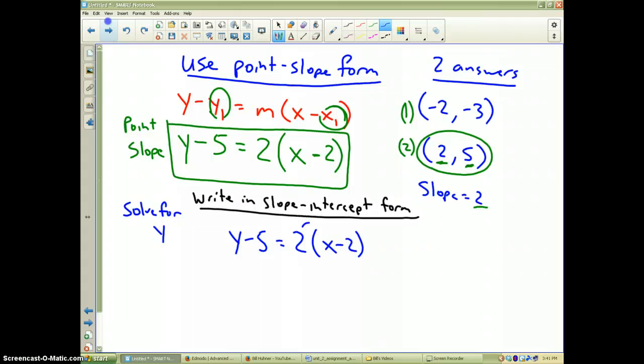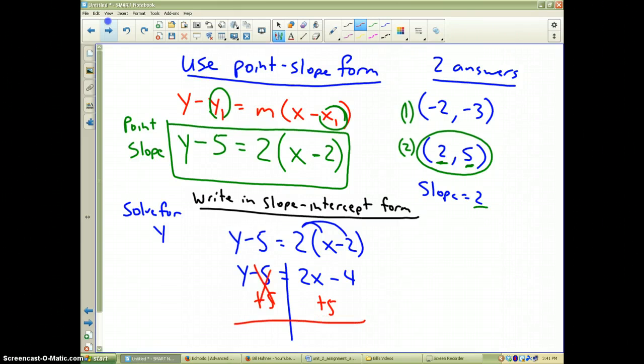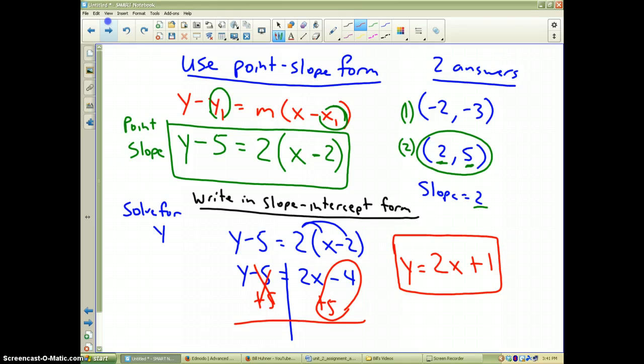First of all, get rid of the parentheses. We need to distribute. So I get y minus 5 equals 2x minus 4. Now I'm almost done. The last thing I need to do is get rid of this 5 and put it over here. These will cancel, and I get y equals 2x, and then that becomes plus 1. And that is my answer in slope-intercept form.